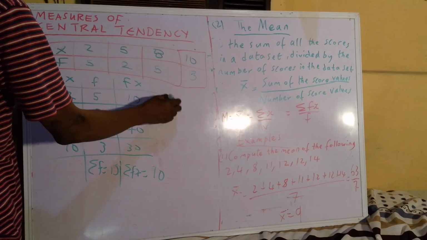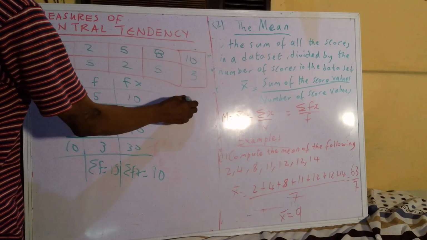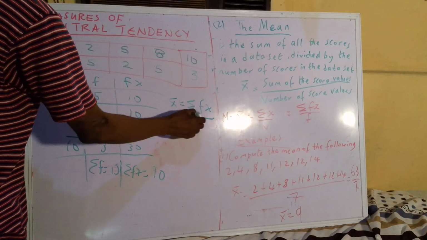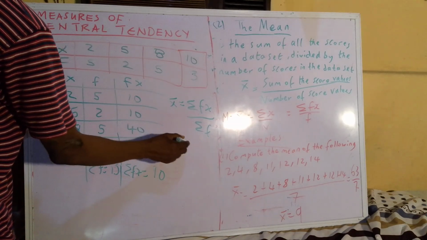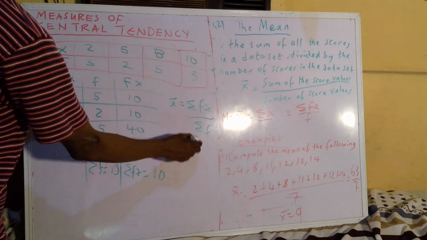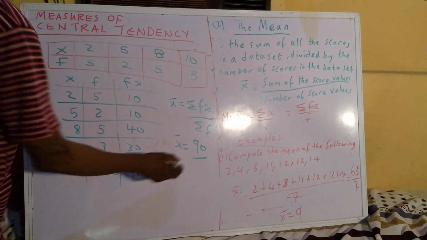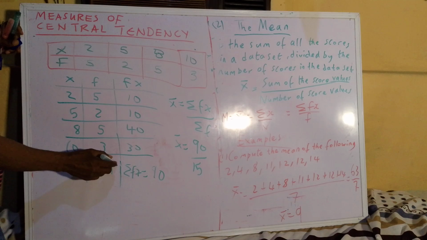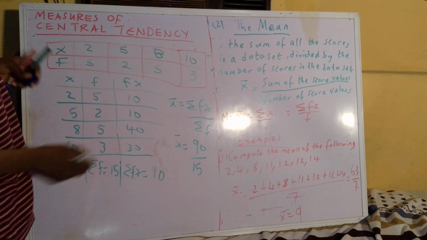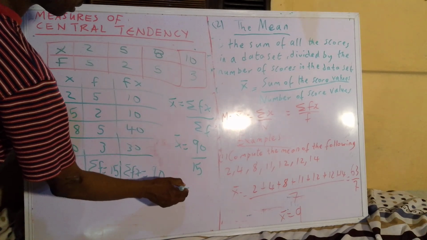So now, the mean x vinculum is equal to summation of f of x all over summation of f. So the mean is equal to summation of f of x, which is 90, all over summation of f, which is 15. Don't mind my... So now 90 divided by 15 will give you what?